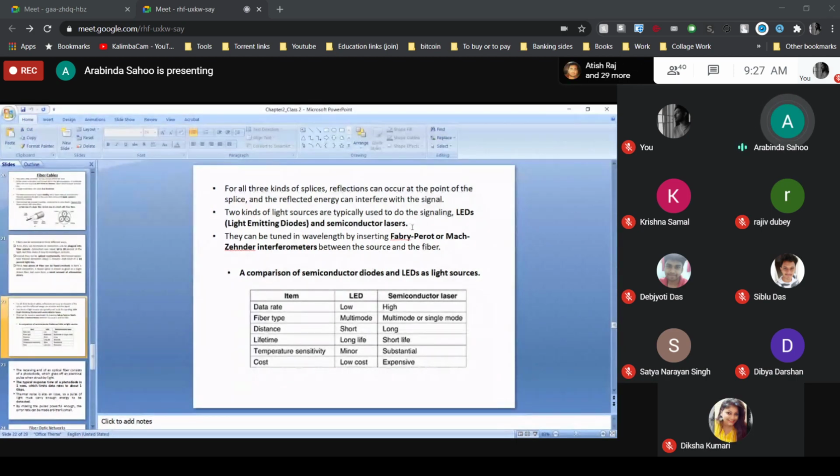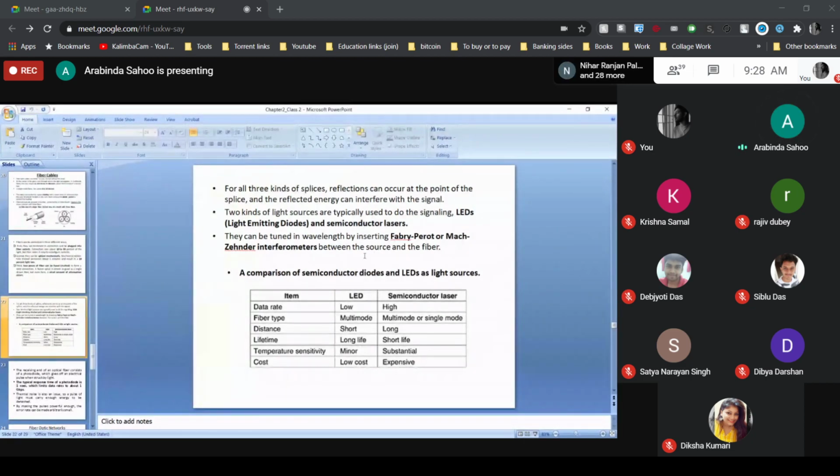If they are using a different light source for signaling, then tuning is required to match the wavelength. They may insert a Fabry-Perot or Mach-Zehnder interferometer between the source and the fiber to tune the wavelength.